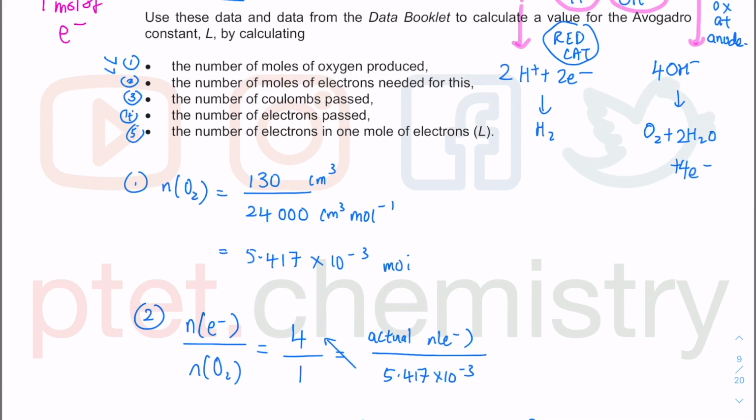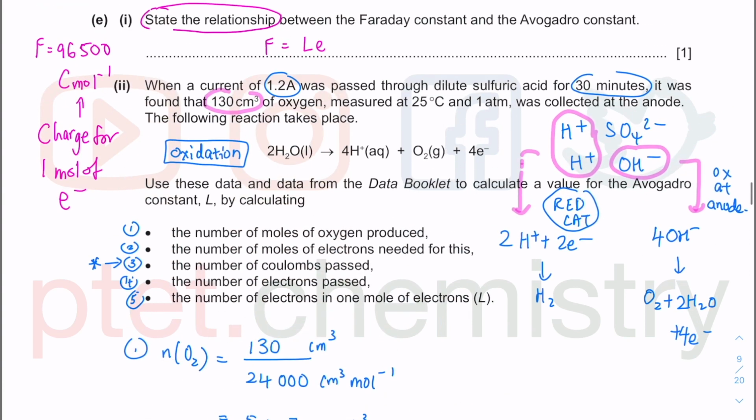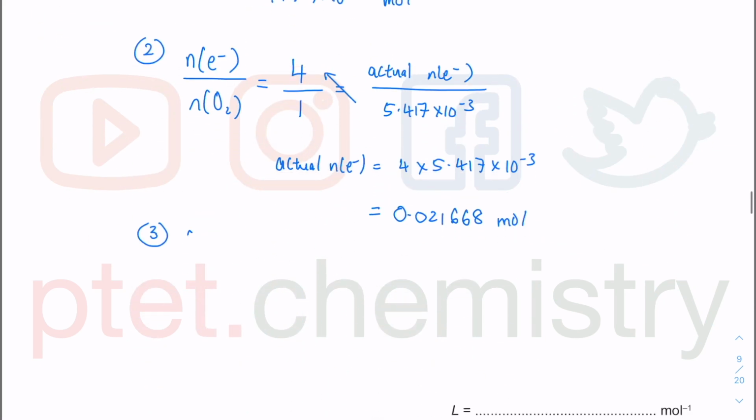So now I need to find the number of coulombs passed. This depends on the question. You pass 1.2 amperes over 30 minutes. So we know Q equals I times t, where t is to be in seconds. So Q is equal to It, that's 1.2 amperes multiplied by 30 minutes, converted into seconds by multiplying by 60. So 1.2 times 30 times 60, I get 2160 coulombs.